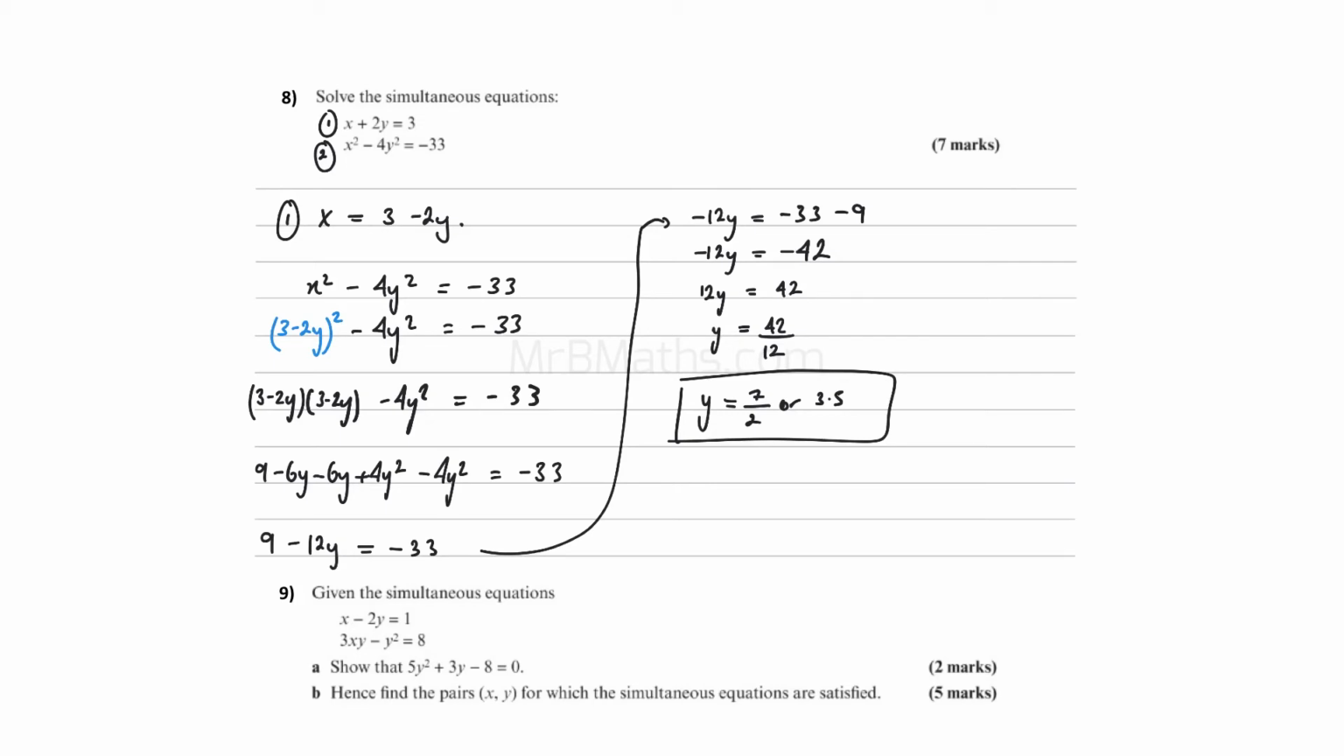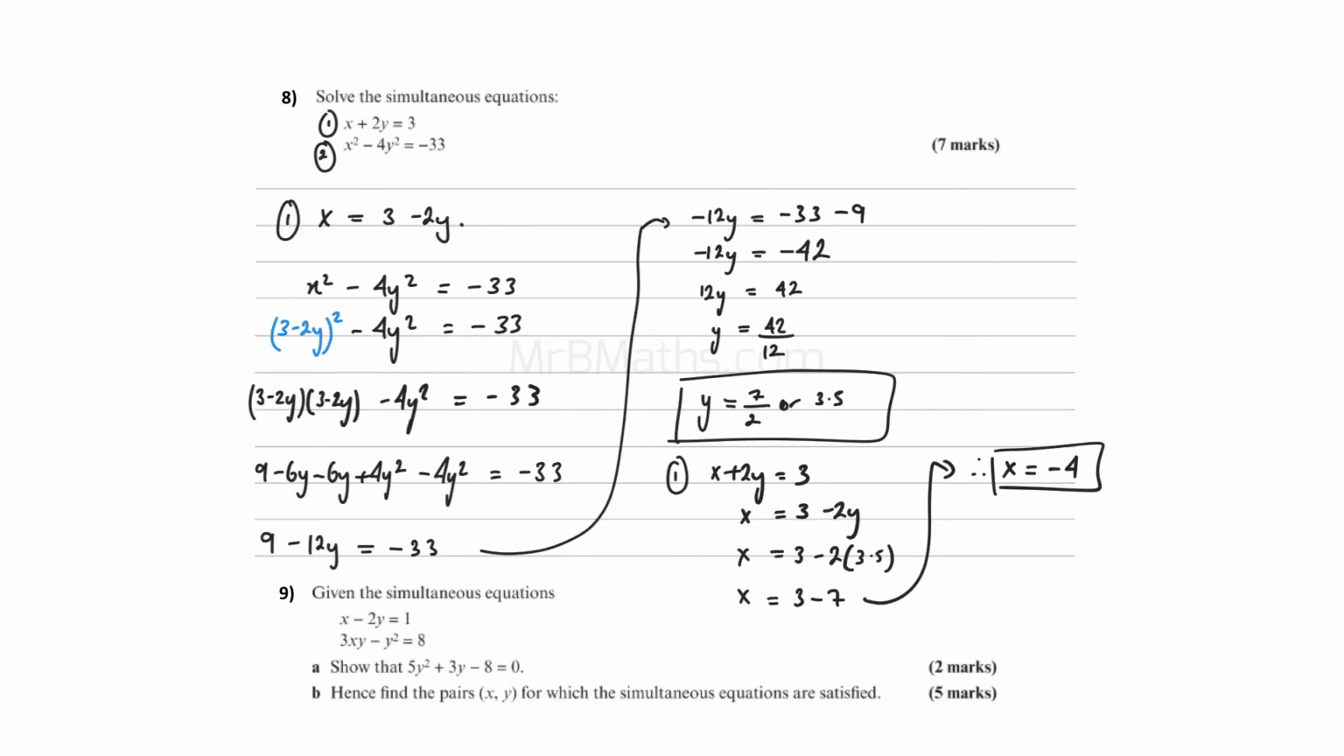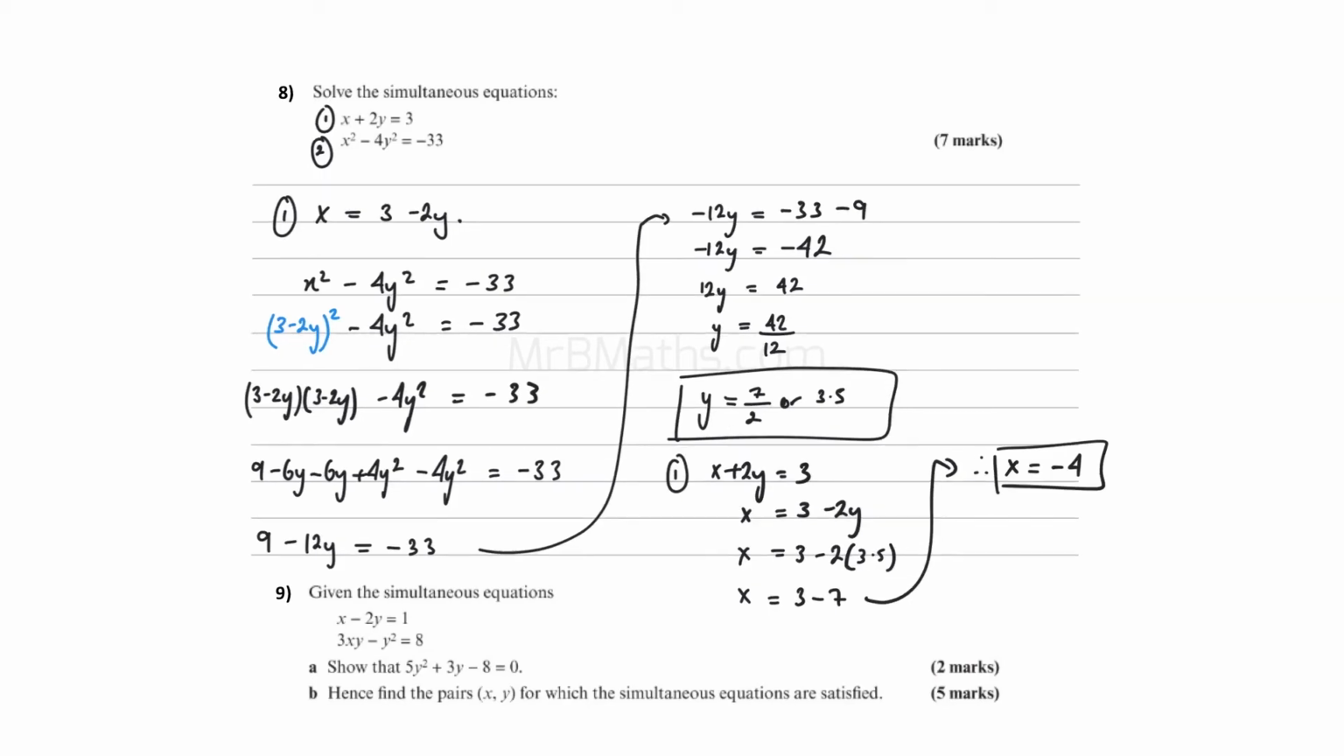Okay, now that I know that, I can substitute it into equation 1 because that'll make it slightly easier. So I've got x plus 2y equals 3. I'd like to find x, so just quickly rearrange that, which I'd already done, but never mind. So to find x, it would be x equals 3 minus 2 times y. Therefore we have x equals 3 minus 7. Therefore x is negative 4. Okay, moving on.